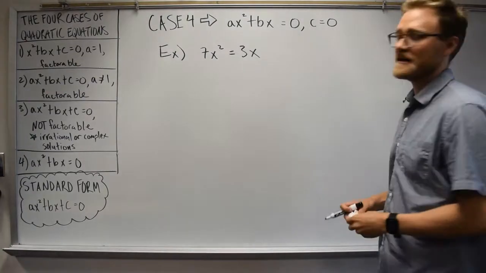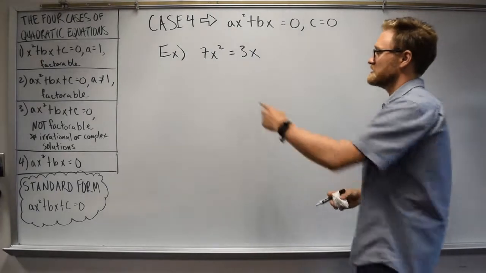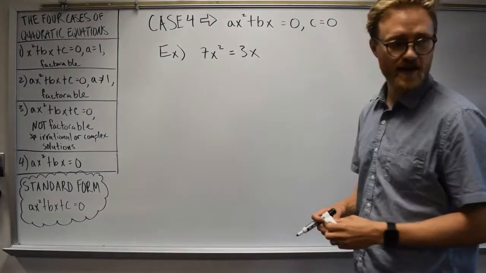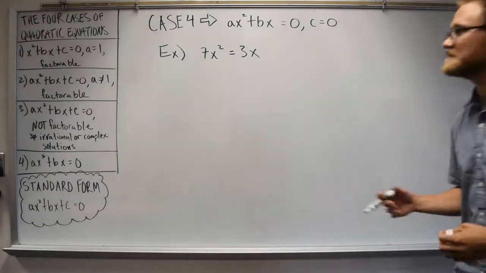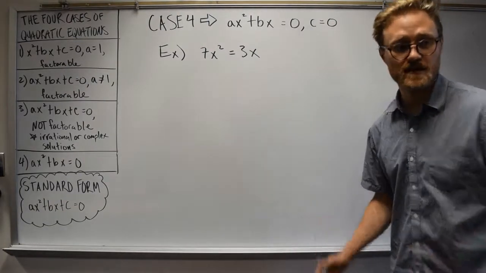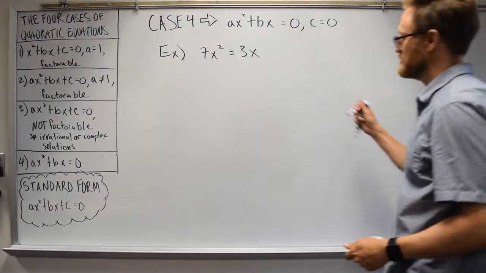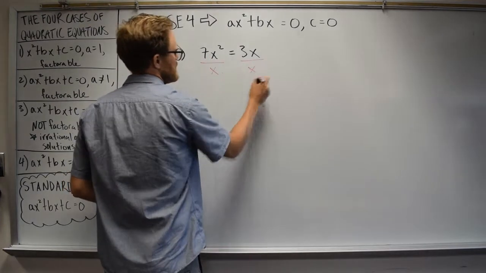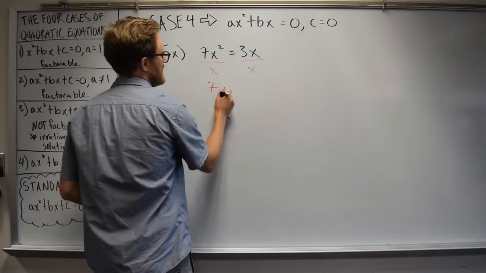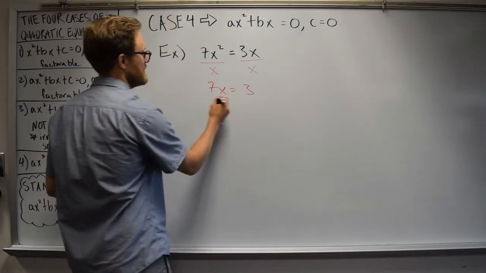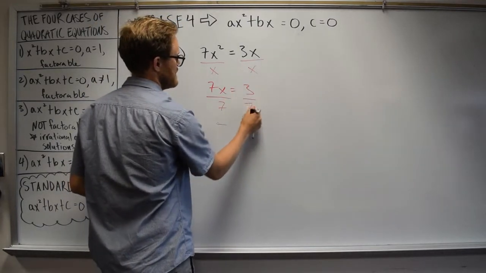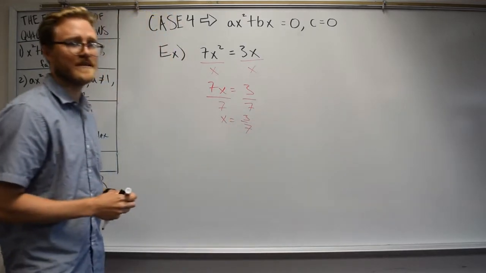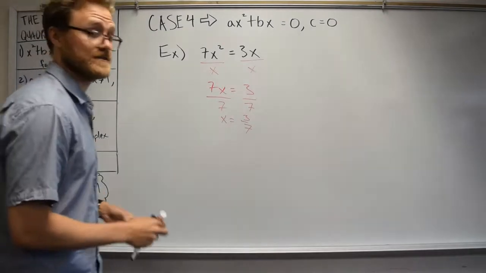The big mistake that I see with this in class is that a lot of students will divide by x at this point. And if you do that, what happens is you end up losing a solution. Let me quickly demonstrate. A lot of students will do this, and then they'll say 7x equals 3, and then they will divide by 7 and say that the solution is 3/7. When you do this, you end up losing one of your solutions.